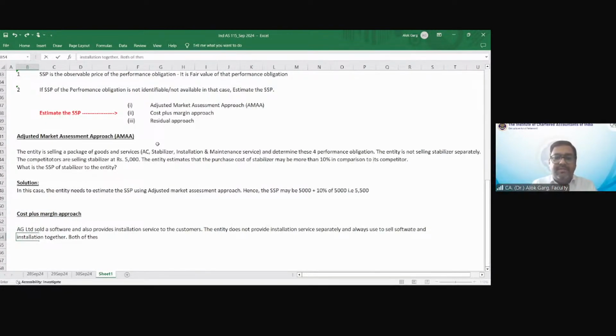Both of these are distinct goods and services. This entity is not providing them separately, but the customer can get the installation from anywhere. So it is a distinct good and service. Remember step number 2, we have discussed at length. We have spent around 1.5 classes on determination of performance obligation. Both of these are distinct goods and services, and hence two separate performance obligations.